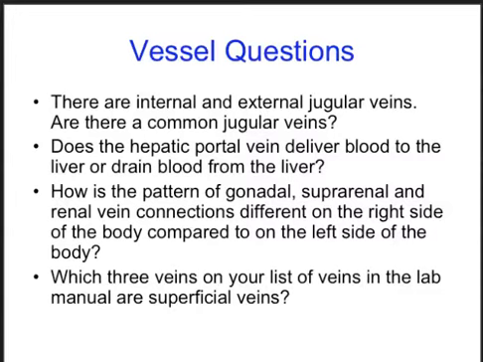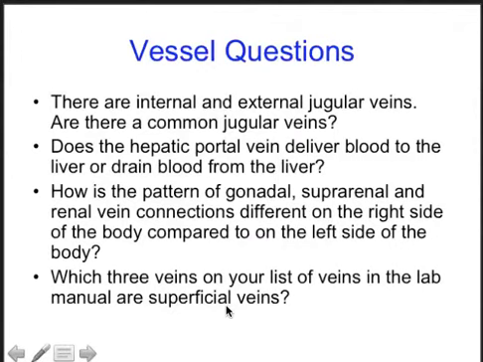Okay, how is the pattern of the gonadal, the suprarenal, and the renal vein connections different on the right side of the body compared to the left side? On the left side of the body, the gonadal and suprarenal veins drain into the renal vein, and on the right side of the body, the gonadal and suprarenal veins drain into the inferior vena cava. The inferior vena cava.